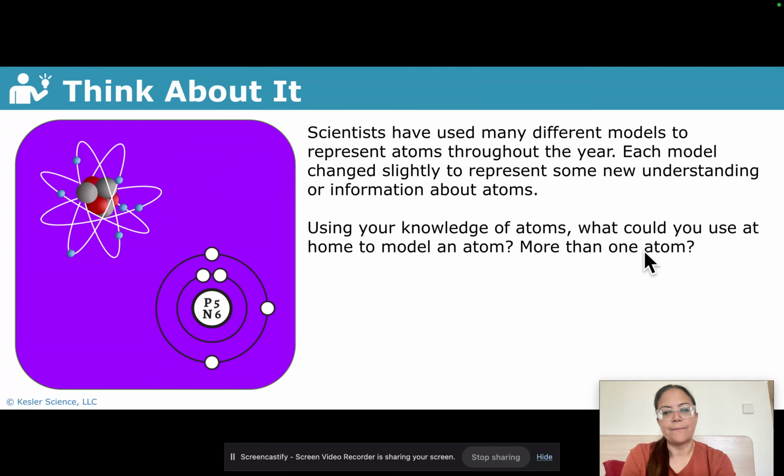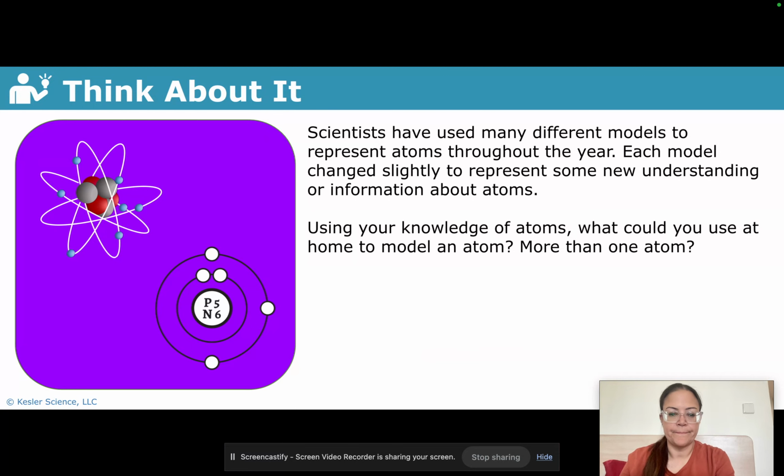All right, so think about it. Scientists have used different models to represent atoms throughout the years. Each model changes slightly to represent some new understanding or information about atoms. So using your knowledge of atoms, what could you use at home to model an atom? More than one atom, right? So what could you use at home to kind of show the structure of how an atom is laid out? So you have protons and neutrons in the middle, and you have electrons swirling around outside the middle.